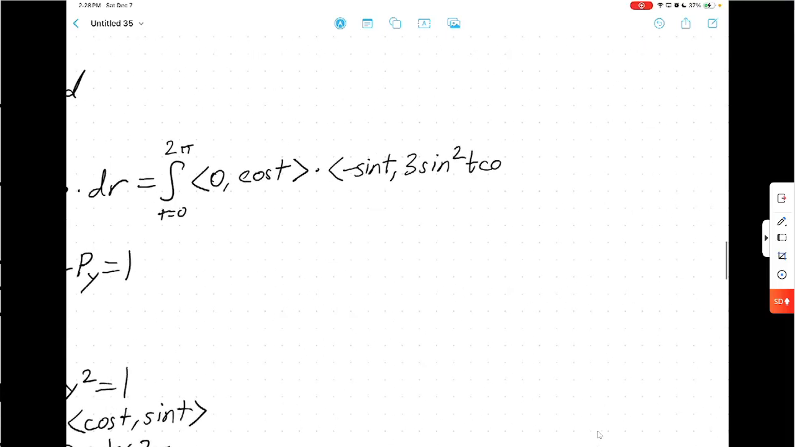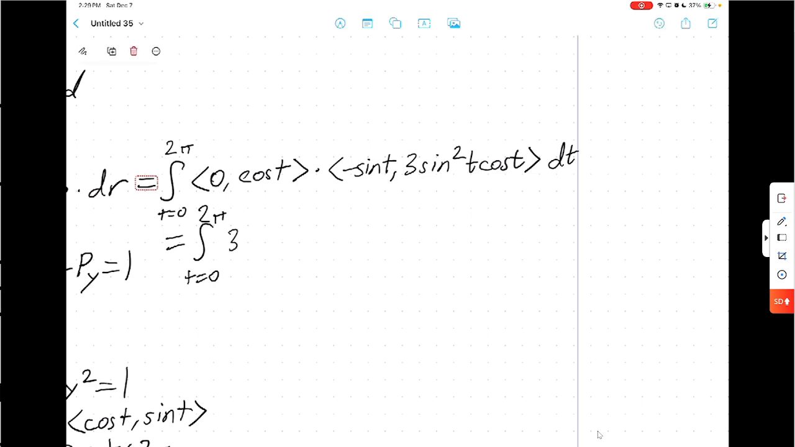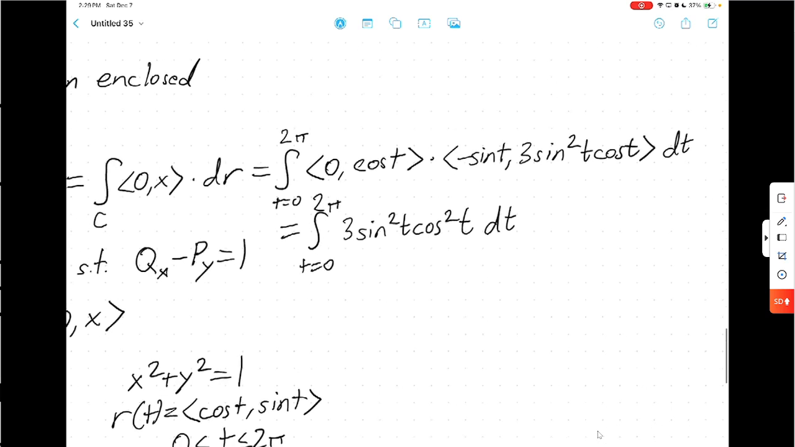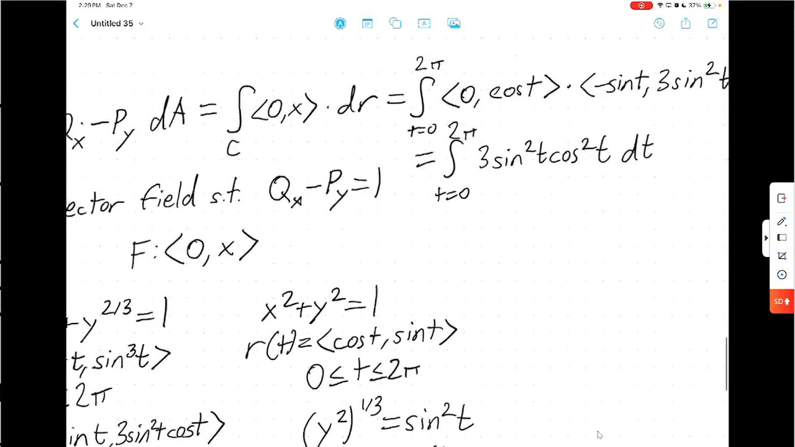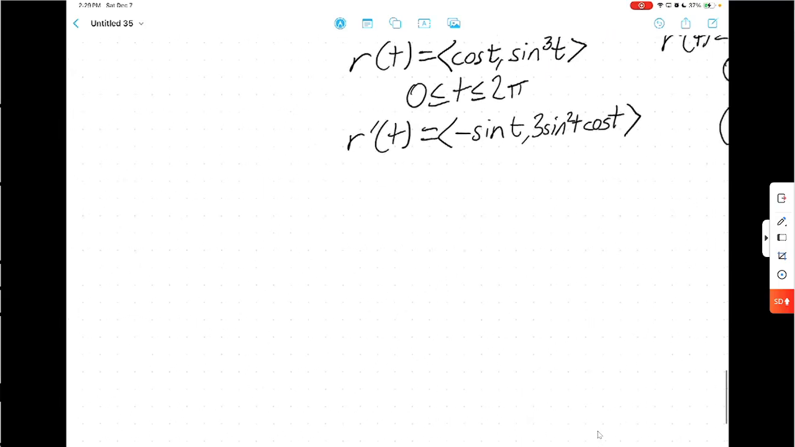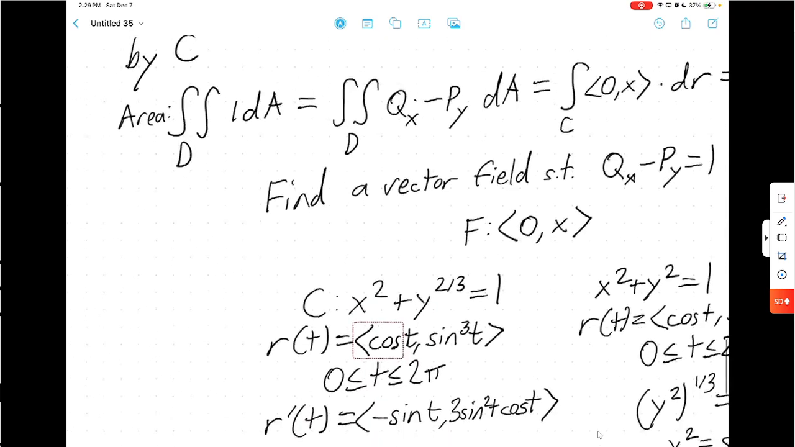And then the rest of this is just dotted with this, dt. And then t is equal to 0 to 2 pi of, the 0 here will cancel stuff out, so we're just going to get 3 sine squared t cosine squared t dt. I'm going to stop here as far as the problem, because this is just evaluating the integral, and I don't want to do it. So, yep, that's Green's theorem taken care of.